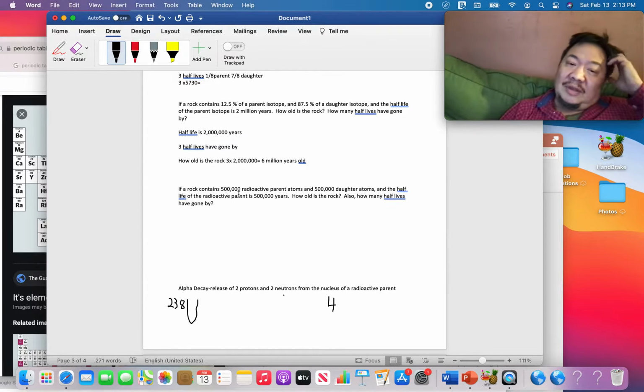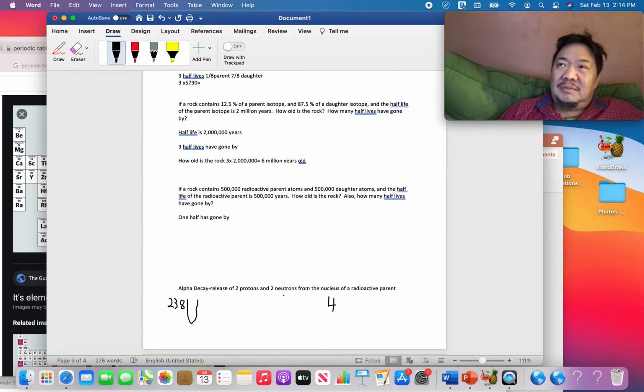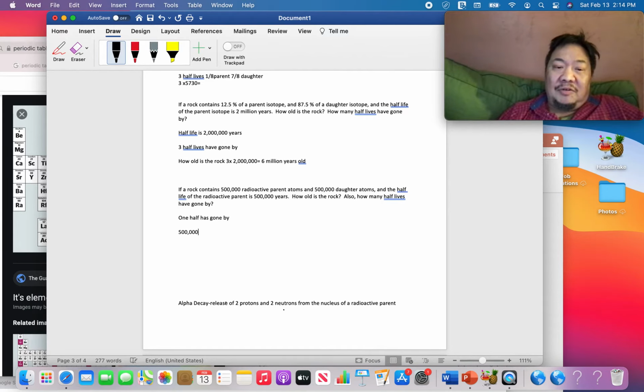If a rock contains 500,000 radioactive parents and 500,000 daughters, then you have 50% parent and 50% daughter in your rock, right? How long is one half-life? 500,000 years. So, how many half-lives have gone by if you have one half parent and one half daughter in the rock? One half-life has gone by. How old is your rock then? One half-life is 500,000 years, so your rock must be 500,000 years old.